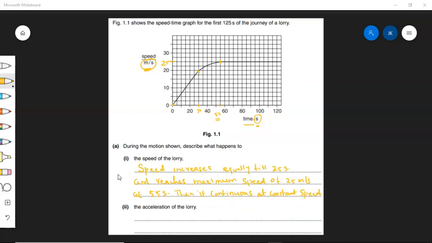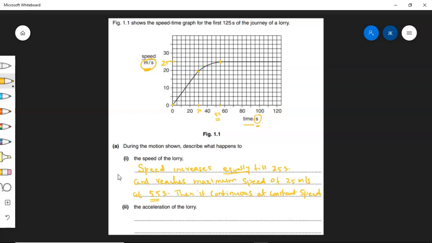So you can simplify these points into these given three lines. So we cannot exceed the given lines. So speed increases equally till 30 seconds. Equally. Reaches maximum speed of 25 meters per second at 55 seconds. Then it continues at constant speed.